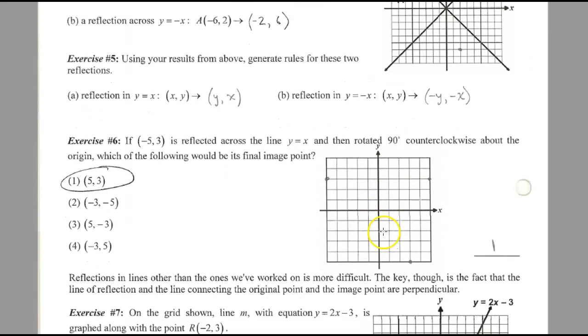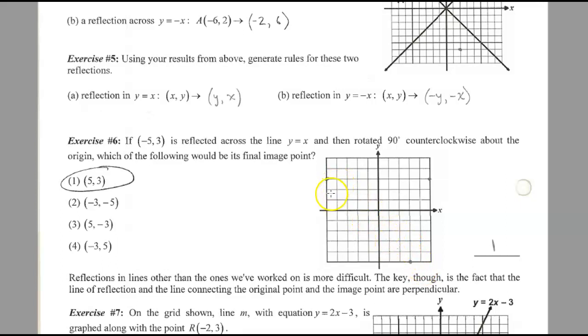All right, if negative 5, 3 is reflected across the line y equals x and then rotated 90 degrees counterclockwise about the origin, which would be the following image point. So we can do this with a graph. Negative 5, 3 is over here in quadrant 2. And go across the line y equals x, which is going, here's y equals x. I need to go at a negative 1 slope to do that. And that negative 1 slope would take me to here, right where my cursor is. And then I have to go across this way too.